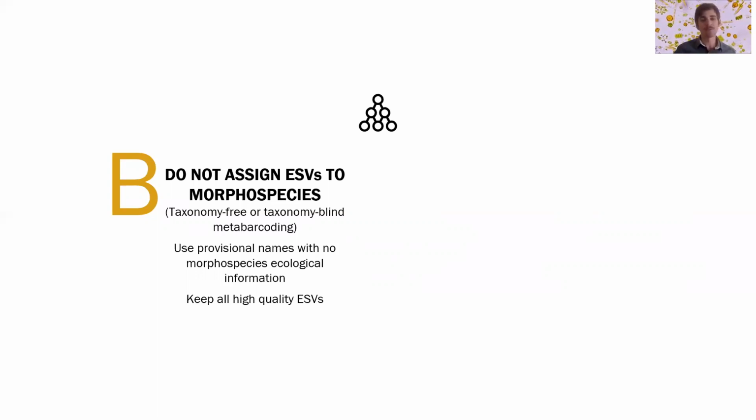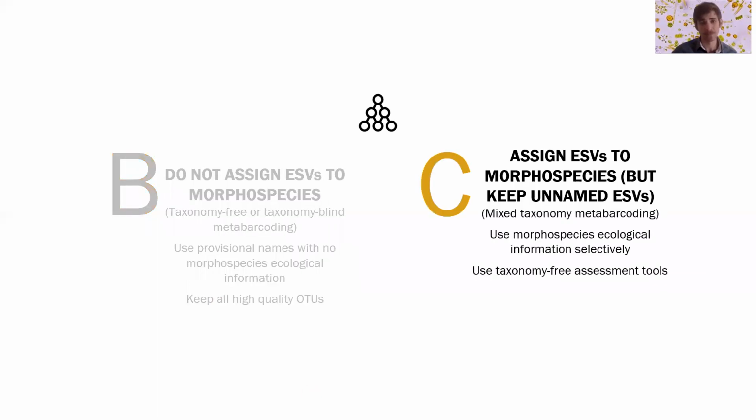Here, we just use provisional names that have no morphospecies ecological information. But the plus side is that you keep all of the high-quality ESVs in your sample. And then you could do kind of a mixed version of this, where you attach morphospecies names to whatever you get, but you don't delete ESVs that are unnamed. You have to use these morphospecies either in a reference-based assessment way or just kind of an ecologically informed way. That's not going to be a standard assessment tool, probably.